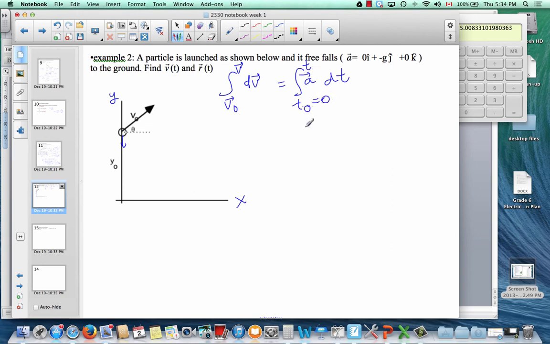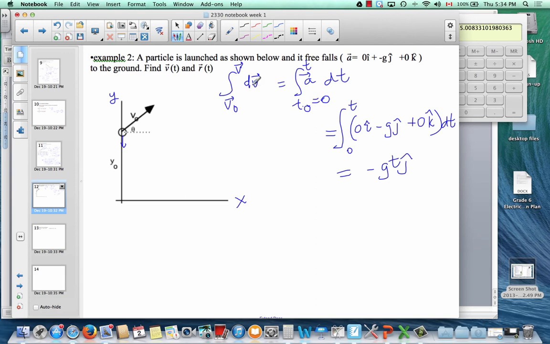All right, so here the acceleration is 0 i, gravitational downwards, g downwards, and then nothing in the k direction. So that's the acceleration function dt, so that's pretty easy to integrate. And then we're just integrating it from 0 up to t. Well, you get nothing from the x integration or the z integration. You just get negative gt in the j direction.